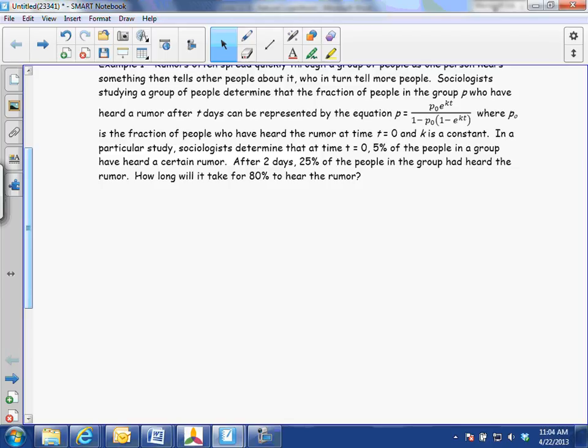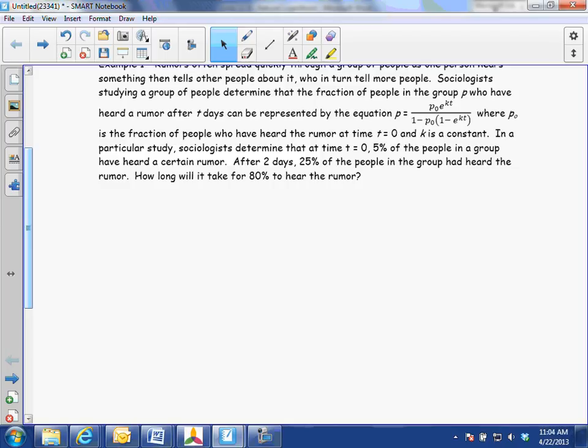So in this equation, P sub 0, remember that's like the initial starting point, so it's the fraction of people who heard the rumor at time 0. So it's who starts it, who knows it, where the rumor starts. They're usually the ones that start the rumor. Okay? And then K is just a constant, which usually they either give you or you have to find.